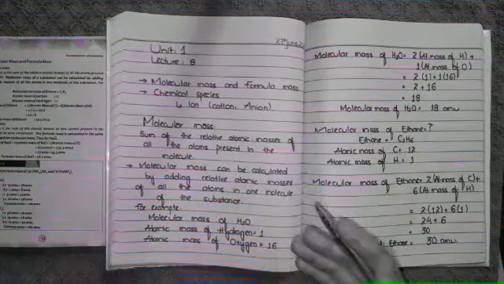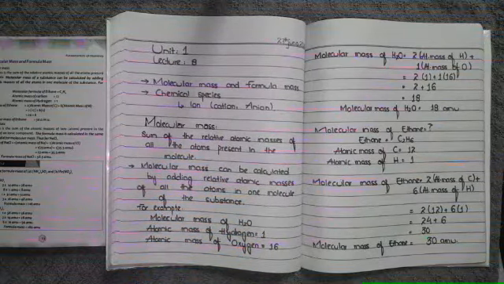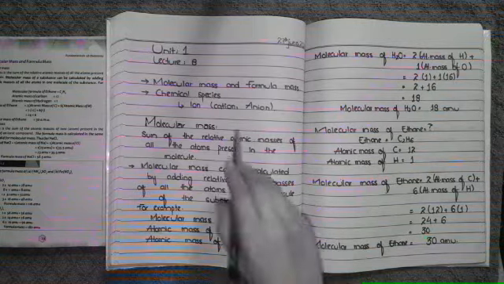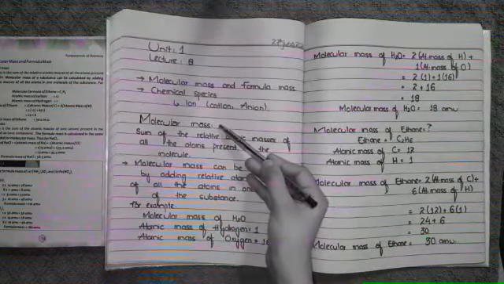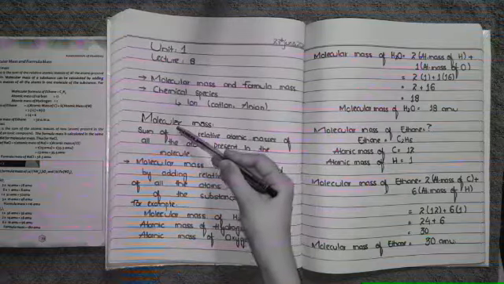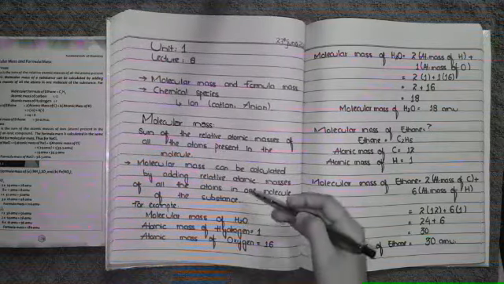As in the case of atomic mass, when we were studying about the atom, we discussed that atomic mass is the mass of an atom, which means the total number of protons and the neutrons that were present within an atom. So this molecular mass is going to tell you about the size of a molecule, the mass of a molecule.